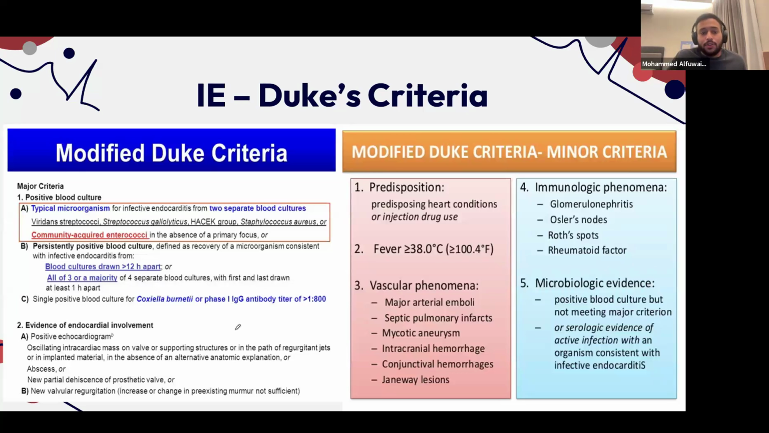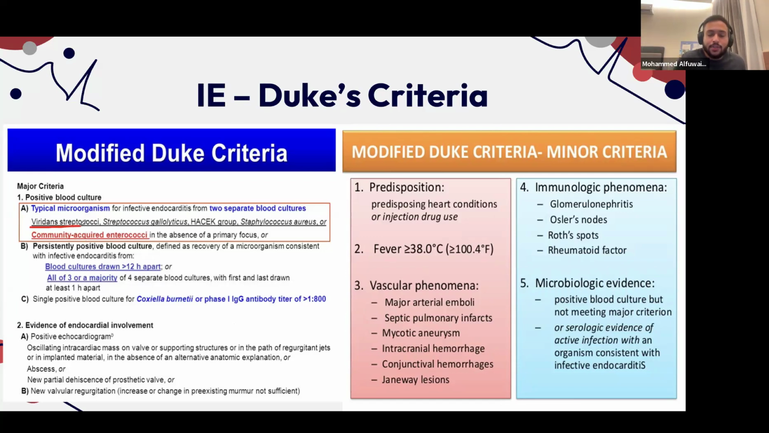So the criteria to diagnose infective endocarditis is Duke's criteria, okay? So you have major and minor criteria. Major criteria is simple, two things: positive blood culture and evidence of endocardial involvement by echo, usually echo, or a new valve regurgitation, which is usually mitral, aortic, and then tricuspid if it's an IV drug use, okay? Now for positive blood culture, you have typical microorganisms that cause it.